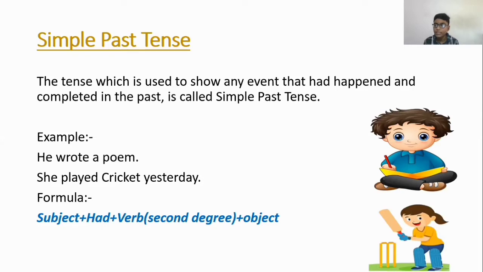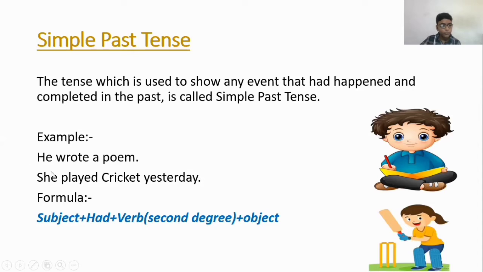First degree is present timing, meaning the verb which is used for telling the present time or everyday happenings. Second degree is the verb which is used to tell the past time, and third degree is the past participle. So its formula is subject plus verb, that also in second degree, plus object. Now just look at my cursor. I will explain it in detail.